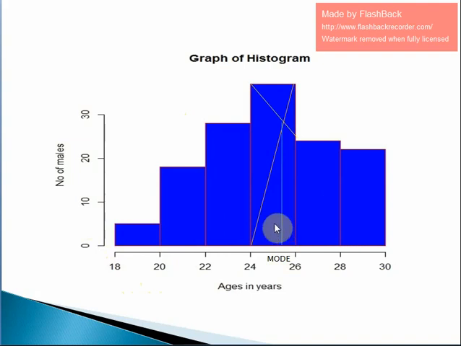To locate the value of mode, select the rectangle whose height is maximum. Draw these 2 points, connect this point with this, and this point with the corresponding previous class. By taking this point of intersection, draw a vertical line and locate the value of mode. In this way, we can get the value of mode from the histogram.